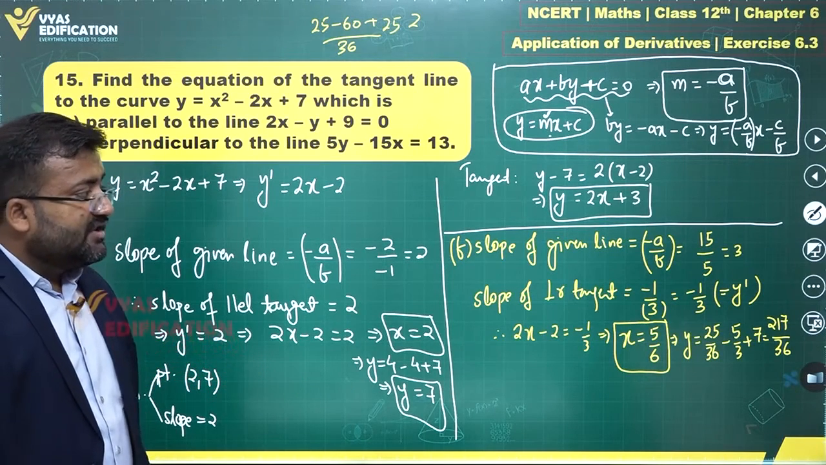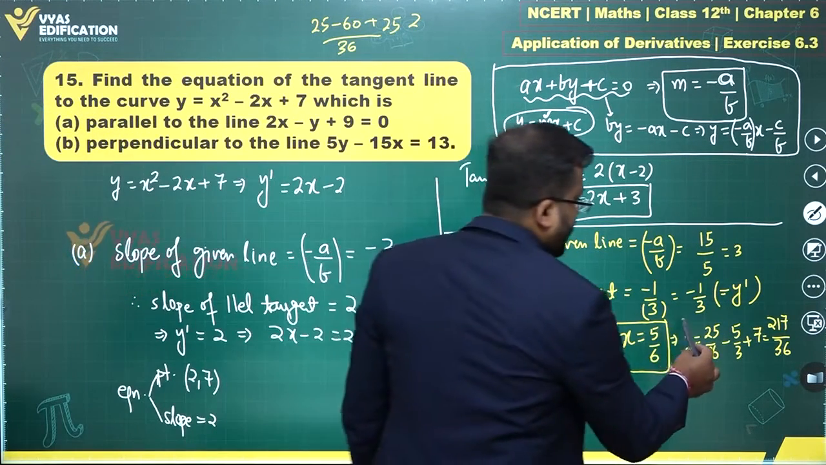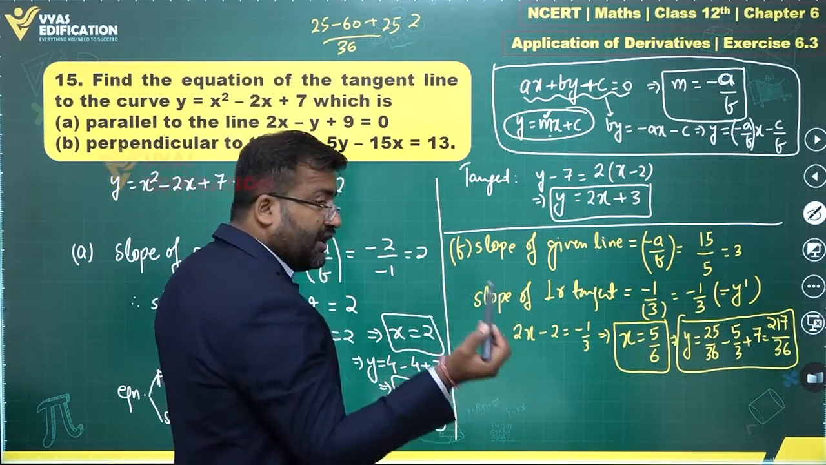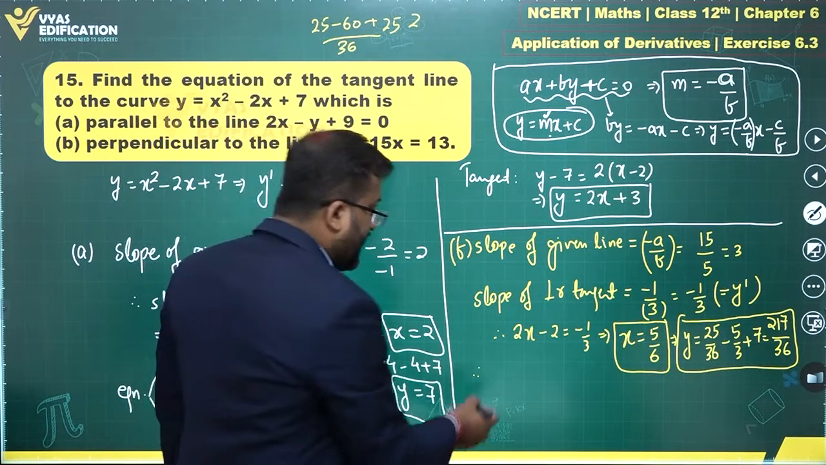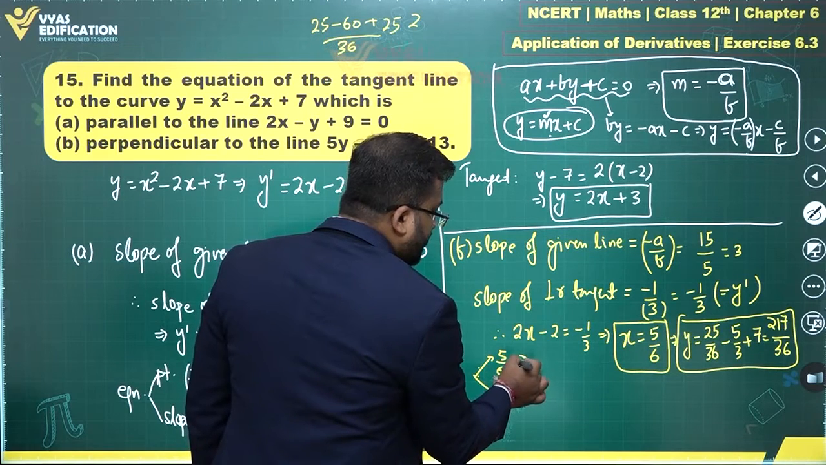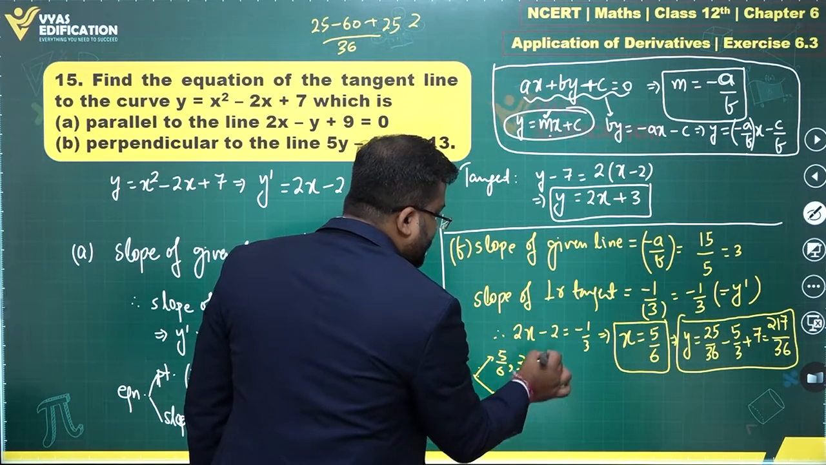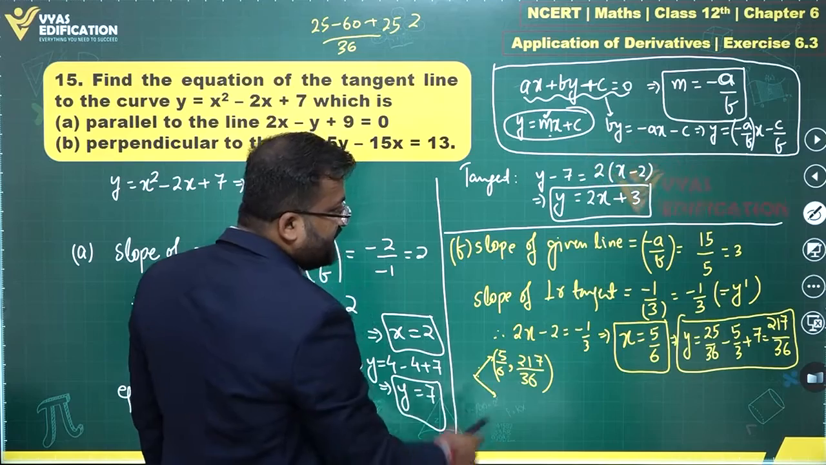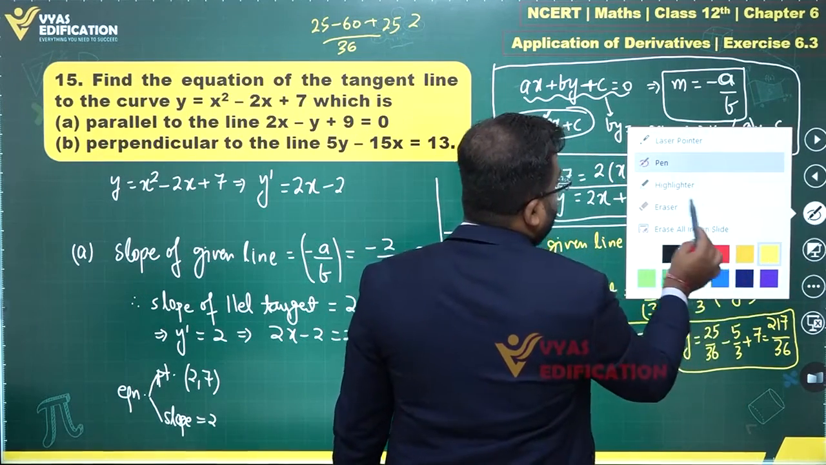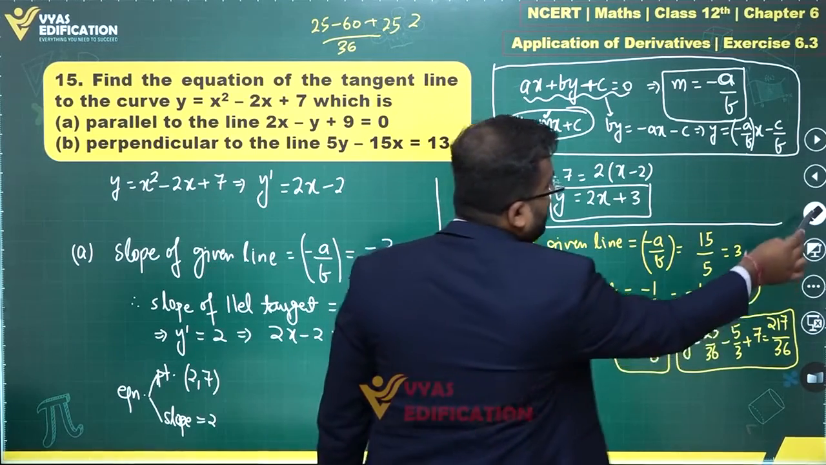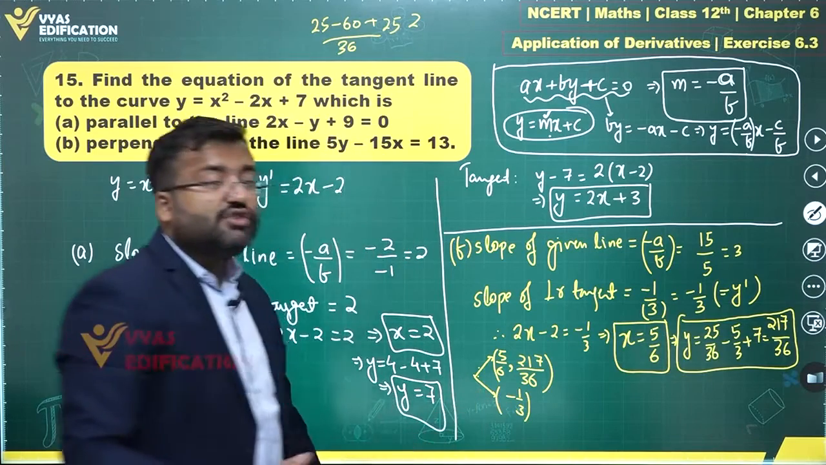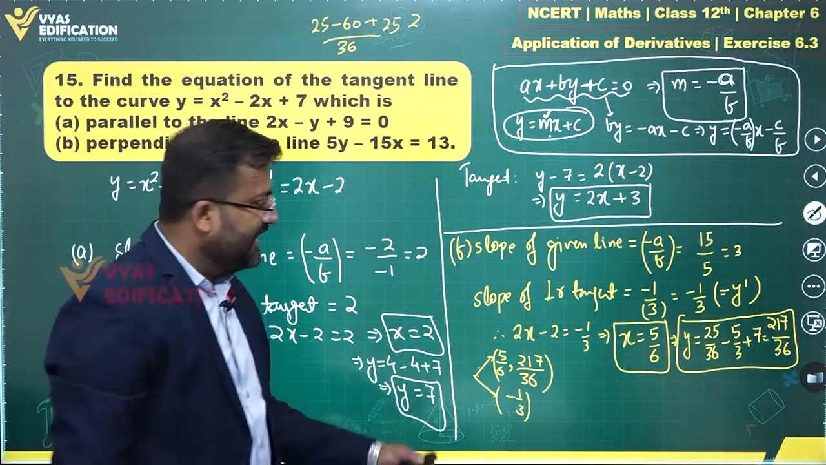Okay, so y is 217 upon 36, that's known, x is known, therefore the point is known. For the equation you need the point and the slope, and you are aware of the point, which is (5 by 6, 217 over 36), and you are also aware of the slope, which is minus 1 by 3. On the basis of these two things, can you find the equation easily? Yes, you can easily find the equation.